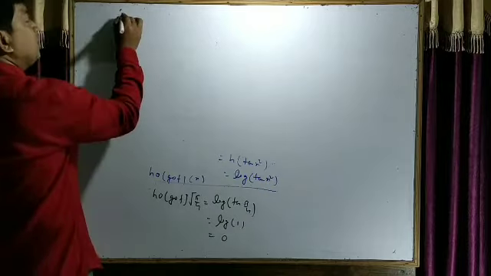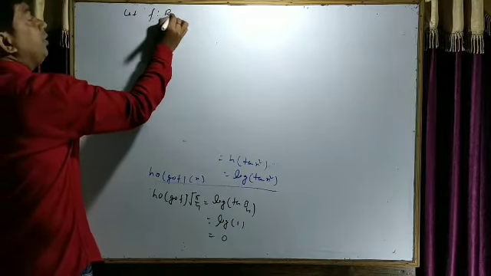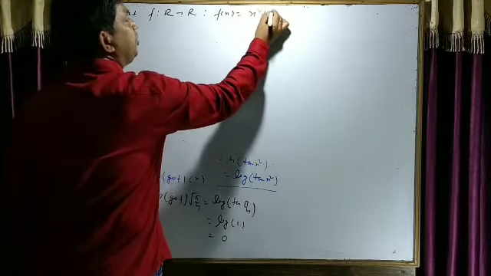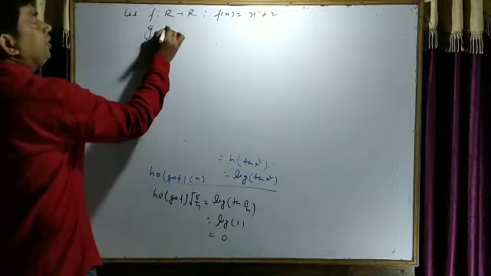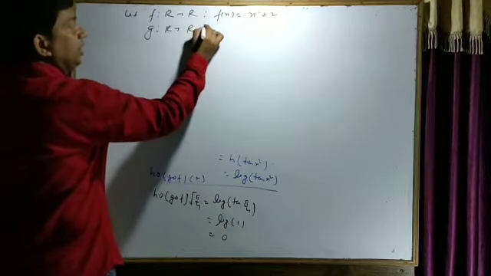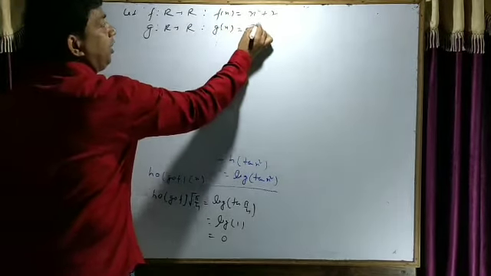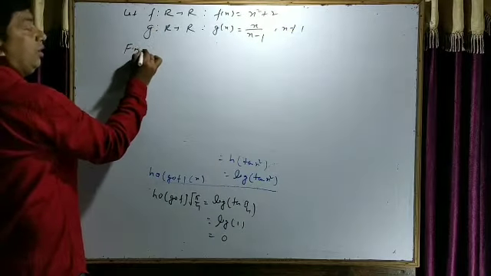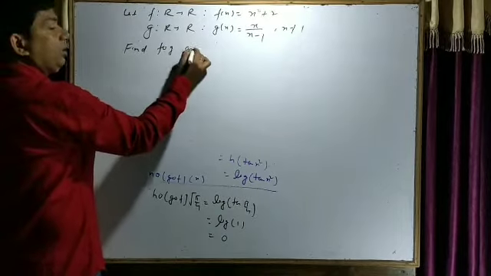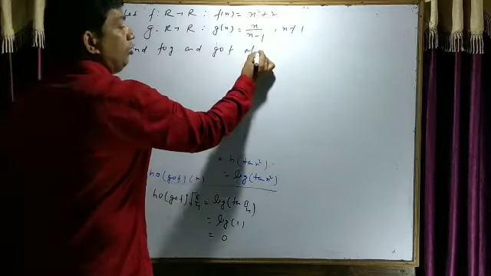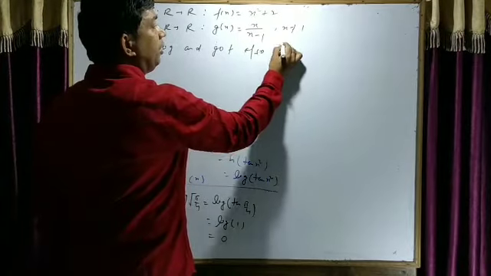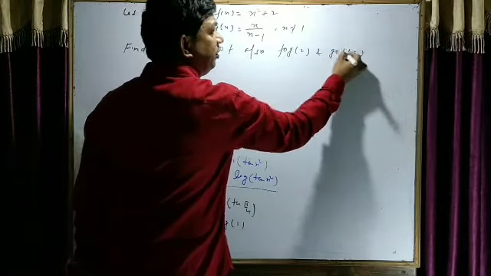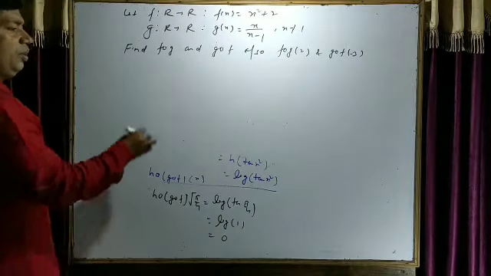So again one more question. Let f be a function from R to R such that f(x) equals x square plus 2, and g is a function from R to R such that g(x) equals x by x minus 1, x is not equal to 1. Find fog and gof. Also find fog of 2 and gof of minus 3.